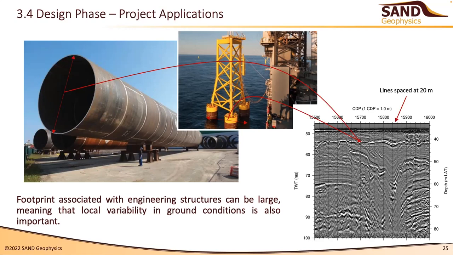So, and that actually becomes really important. If you think about the footprint associated with any engineering structures, they're actually quite large. A typical monopile foundation is in excess of 10 meters in diameter. If you're looking at suction caissons, quite often you will have rigs with several suction caissons all working together to support the overlying infrastructure. And then you've also got to bring in your vessel to install that infrastructure.